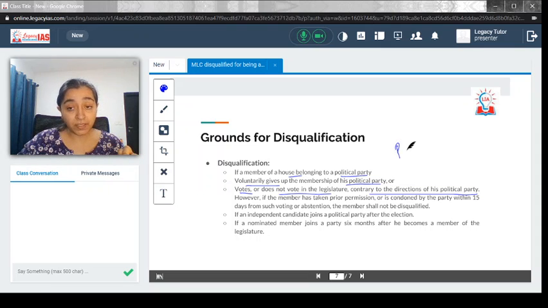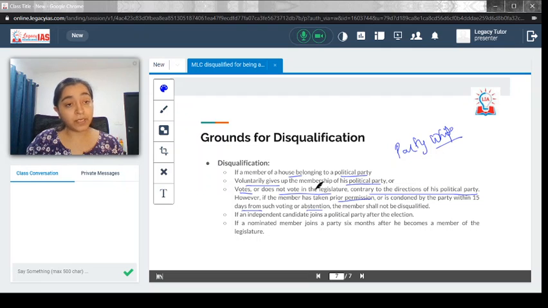Similarly, there is a concept of party whip, which says that a person who belongs to a particular party needs to follow the wish of the overall consensus of the party. So if they are not voting, or if they are voting against the wishes of the political party to which they belong, it could also lead to disqualification. However, if the member has taken prior permission or is condoned by the party within 15 days from such voting or abstention, the member shall not be disqualified. So at the end of the day, if the member has not voted or voted against the wishes, but he has taken prior consent, or the party within 15 days does not find any problem with it, he will not be disqualified.